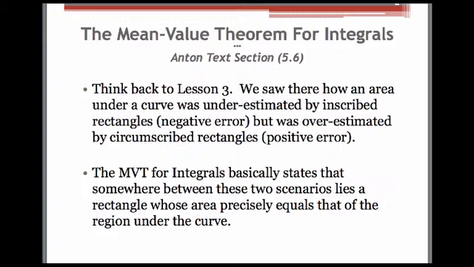One thing we saw when we did a midpoint approximation is that oftentimes we can balance out that negative error with the positive error. Well, that's sort of the idea behind the mean value theorem for integrals. Basically what that states is that somewhere between the two scenarios of inscribed rectangles and circumscribed rectangles lies some kind of balance where the rectangle has an area exactly equal to the area under the curve.